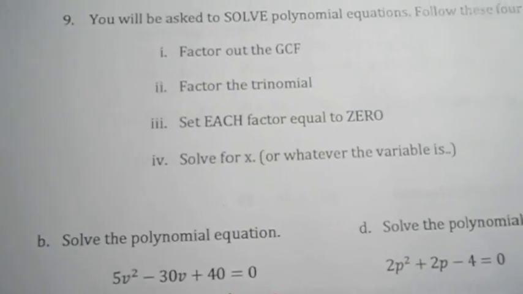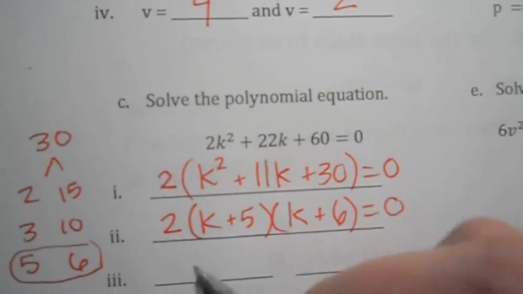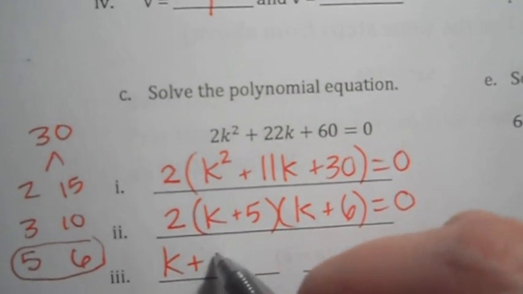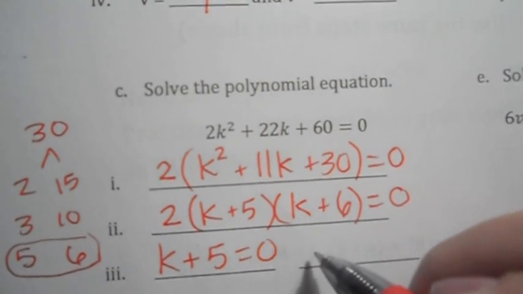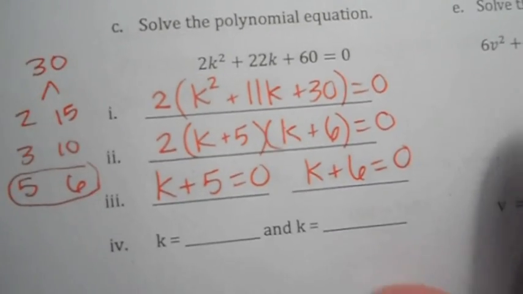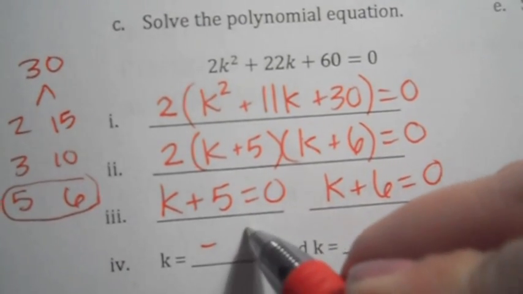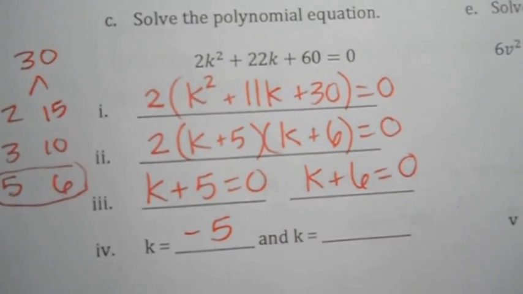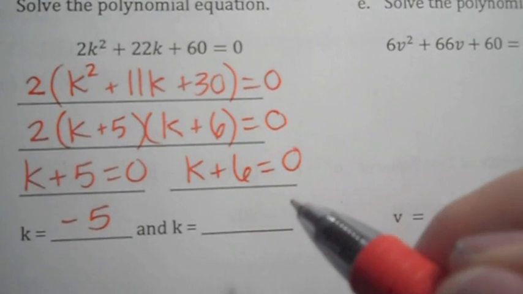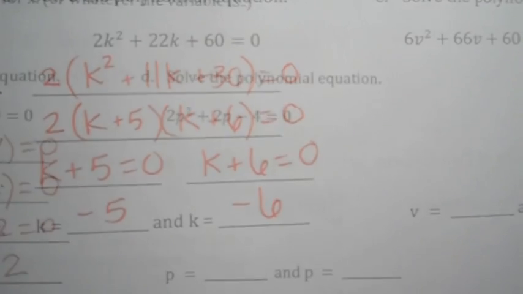Step 3. Set each factor equal to 0. So we can't set 2 equal to 0, there's not a k in it. But we can set k plus 5 equal to 0, and we can set k plus 6 equal to 0. Now we solve. If k plus 5 is 0, then k must be negative 5. If k plus 6 is equal to 0, then k must be negative 6.